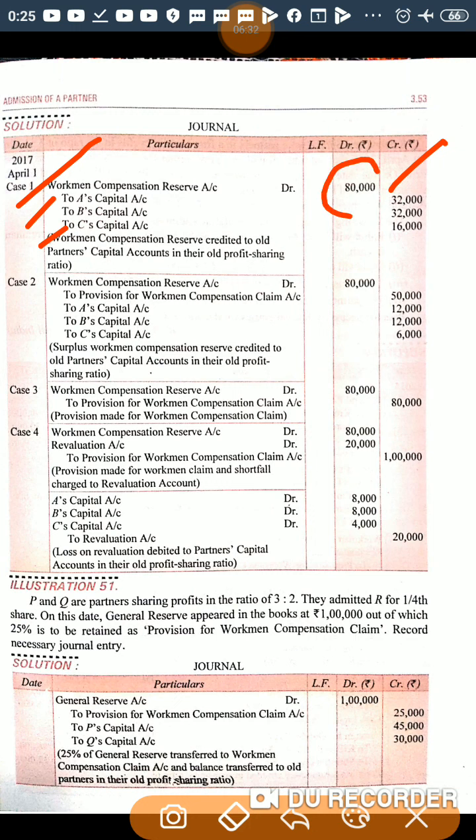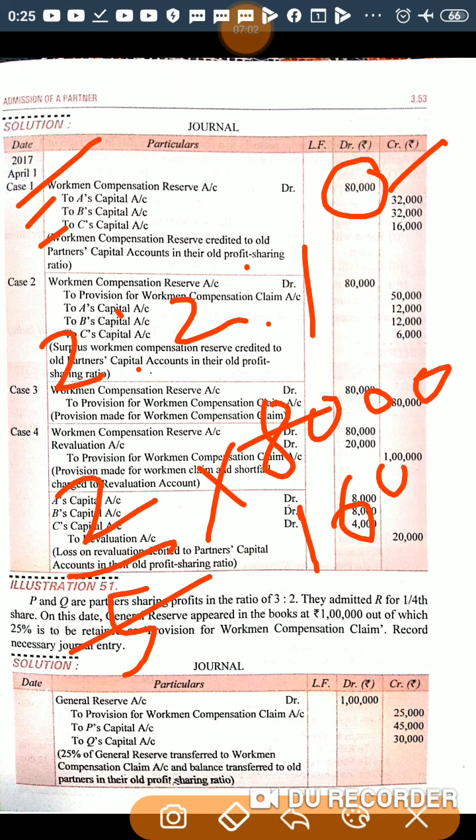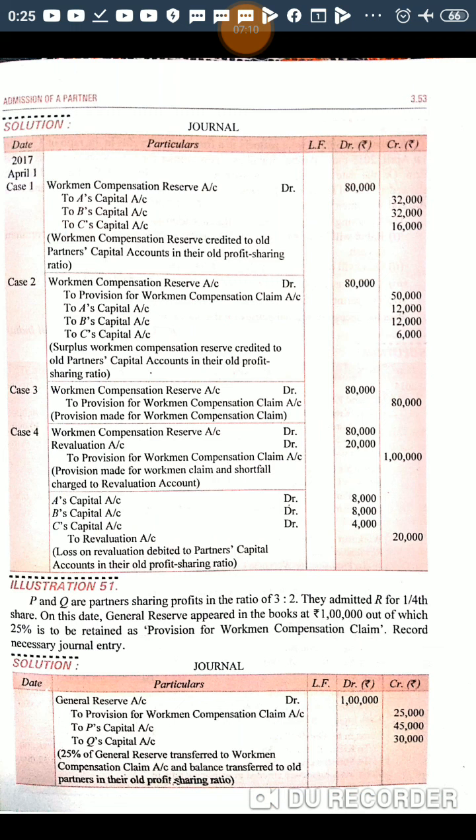This 80,000 will be distributed among A, B, C in the ratio of 2:2:1. So if you are calculating A's share, the amount will be 2 by 5 multiplied by 80,000. If you divide it, 5 ones are 5, 5 sixes are 30, so 16,000 multiplied by 2 is 32,000. In this way you can calculate it.